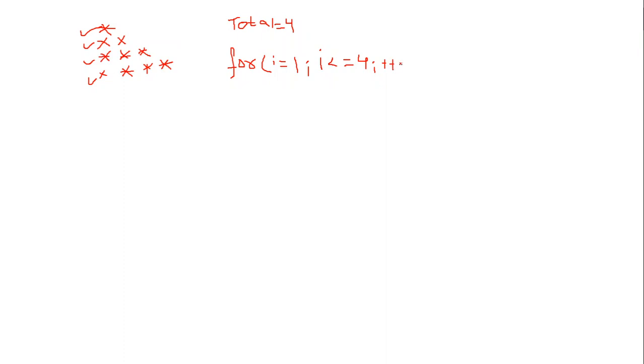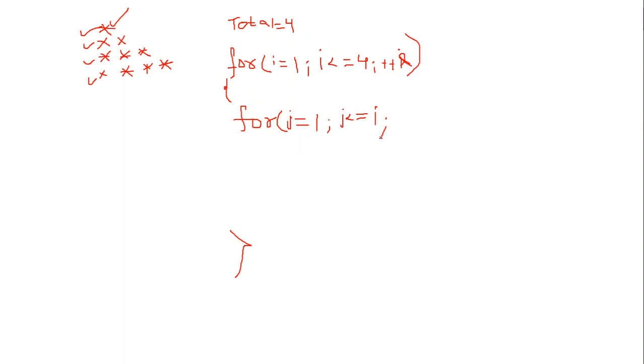Okay, so this is i. Let me write it clearly again. After that for loop, what we have to do is print the first star in the first row. So I will run another loop with variable j equals 1, j less than or equal to i. I will tell you why I am taking i here.